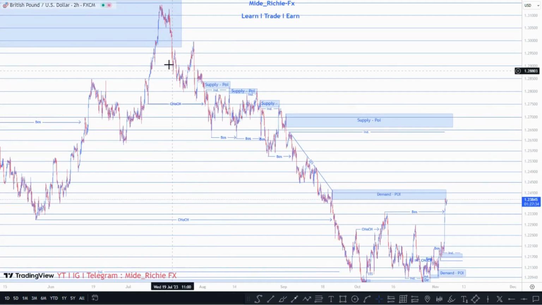I mean, internal change of character after the investigation of the supply zone from the weekly. We had the change of character because of structure. Then we had this unmitigated supply zone right here. You guys can see a series of supply zones, as was expected at this point.